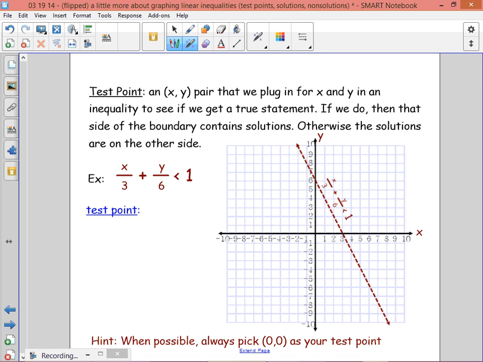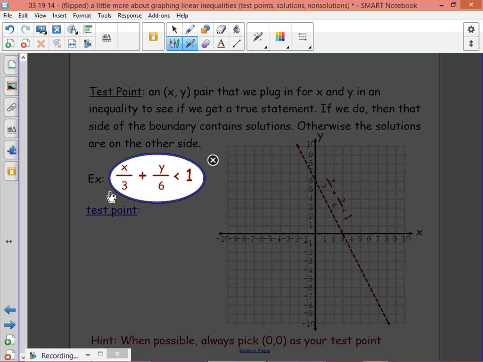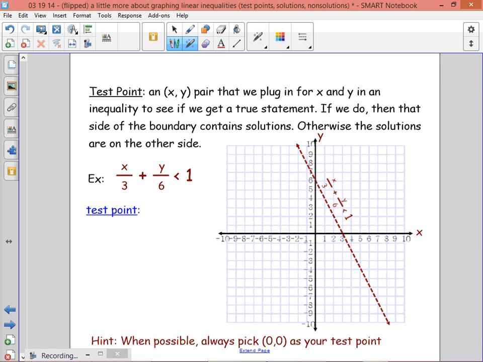For example, this equation right here, which you should recognize as two-intercept form, except that it's not an equation, it's an inequality. I want to graph x over 3 plus y over 6 is less than 1. Remember, 3 is my x-intercept, 6 is my y-intercept. Because I don't have this solved for y, I don't really know which side to shade. And I don't really want to solve it for y because that would take a little bit of time. So I'm going to take a test point, and remember, anytime you have the opportunity, pick 0, 0 as your test point because it makes it really easy.